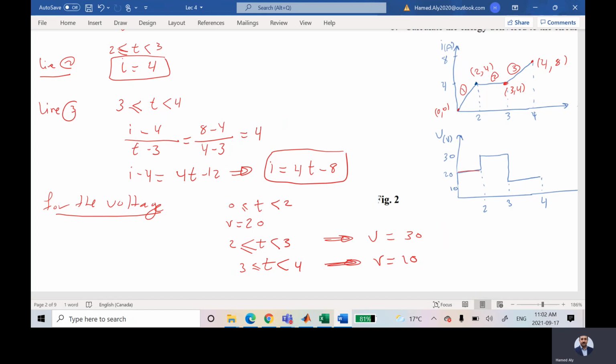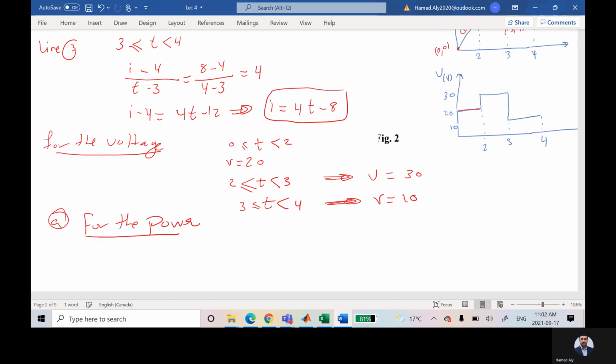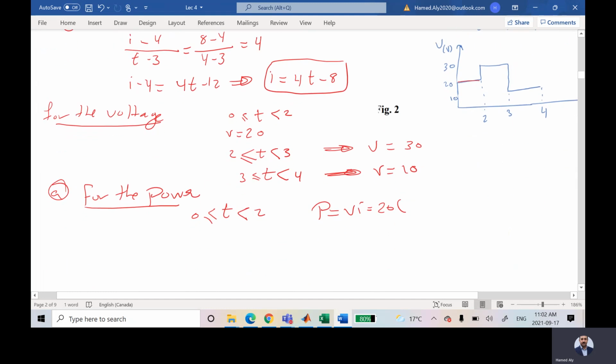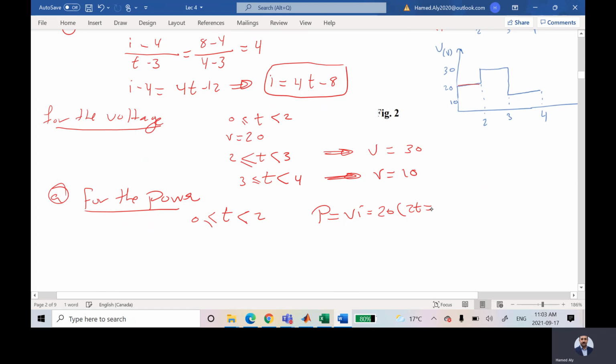So if you try to calculate the power, I will use the power for each period. So I'm talking about the first period. I will repeat the same story. So for part A, for the power, for the first period, from 0 up to 2, I can say P is equal to V times I. Actually, V is equal to 20. I don't remember what is the value of I. I was equal to 4t or 2t? 2t. So it is equal to 2t.